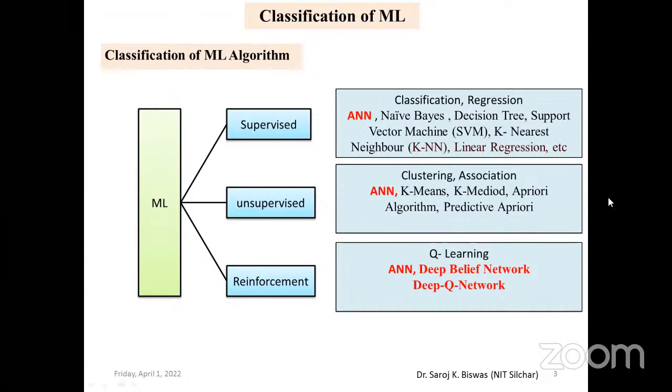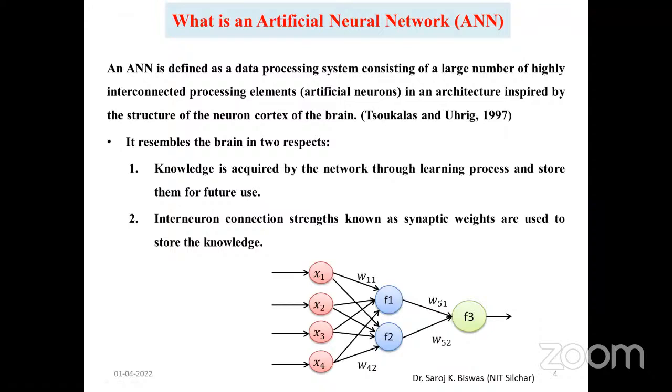All right. So in line with that, we have come to what an artificial neural network actually is. There can be a number of definitions, but one definition that can be given is this: an artificial neural network is a data processing system consisting of a large number of interconnected processing elements in an architecture inspired by the structure of the neuron cortex of the brain. So here we are going to deal with a large number of processing elements. You can see one example here. This is an architecture. We can have a number of neurons, these are the neurons. It's a very small neural network, just shown for citation purposes.